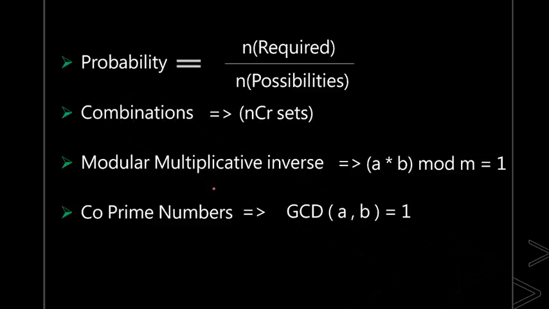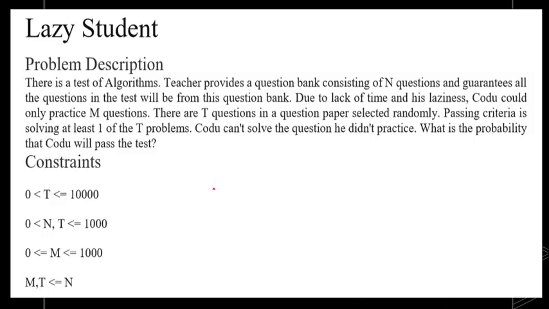Alright. So now you know all the four terms: probability, combination, modular multiplicative inverse and co-prime numbers. At this point we'll understand the problem statement. Now take a look at the question. The teacher provides a question bank consisting of n questions. So these n questions are present in the question bank, and all the questions in the test will be from this question bank. Due to lack of time and his laziness, Kodo could practice only M questions.